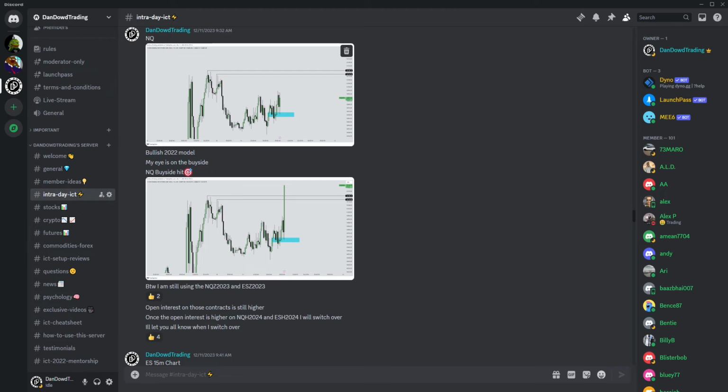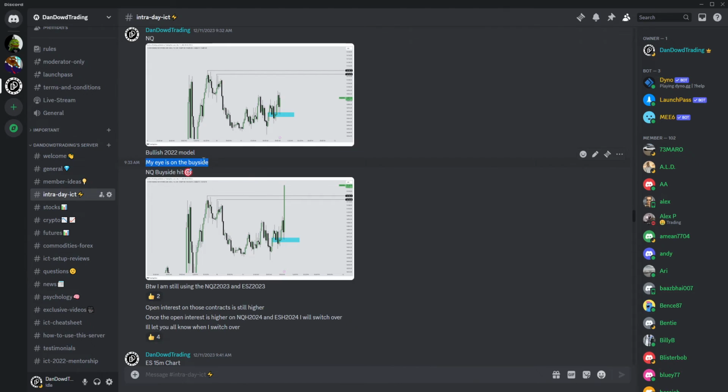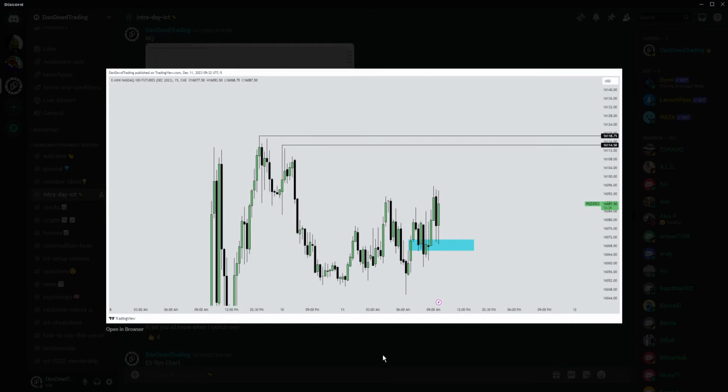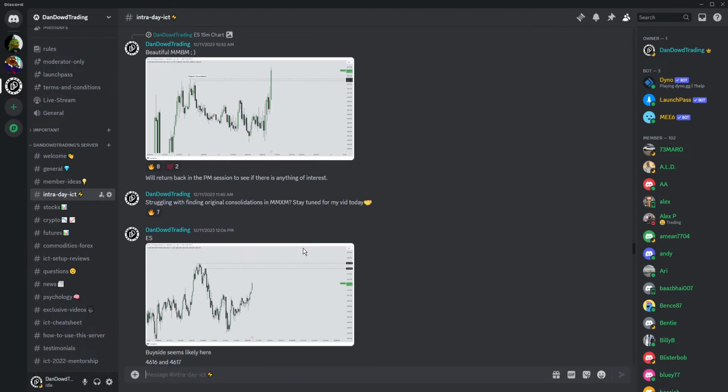So this was the NASDAQ in the beginning of the week. We did have a bullish 2022 model. I was suggesting that my eye is on the buy side. Buy side is above old highs. Looking for price to draw up into there at 9:30 open. We did have a nice push higher.